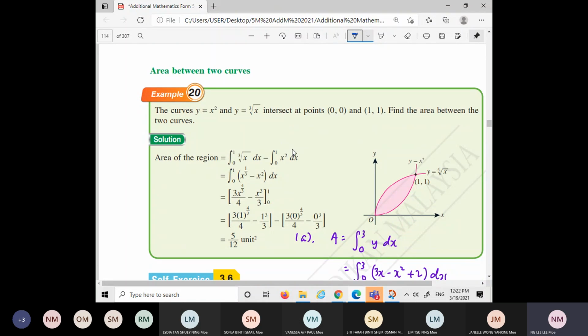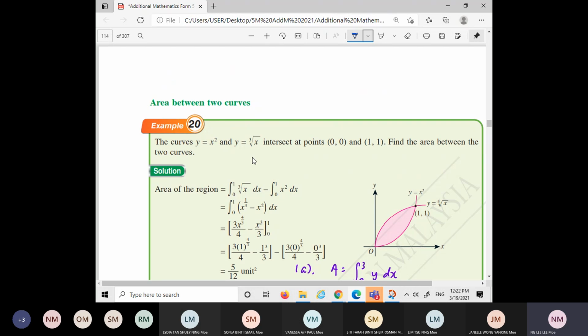How about the area between two curves? Just now was an area between a curve and a straight line. Now you have two curves. Actually, it's the same thing, for the area in between two curves. This one is the question below. I'll try to write it out.